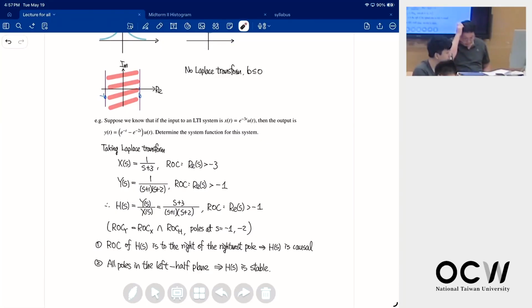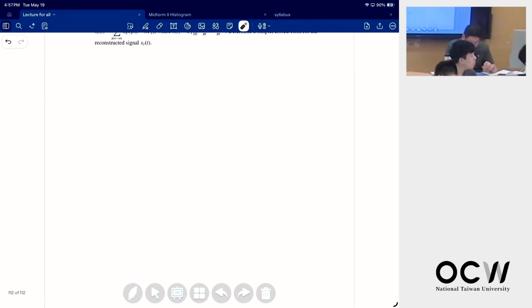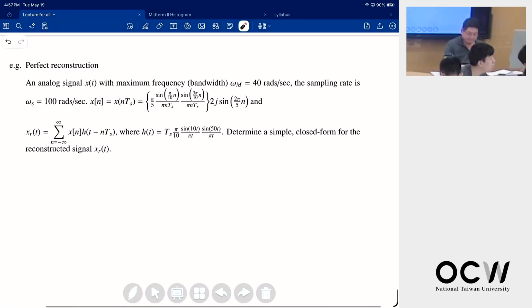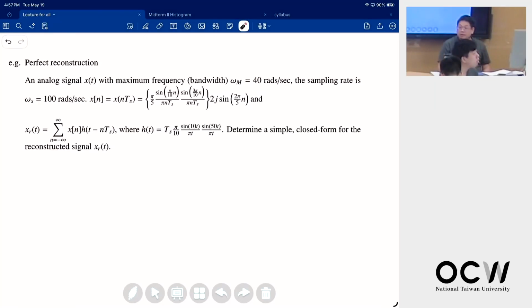This is for the Laplace transform. Next week we are going to talk about the Z transform, which is the extension of the discrete-time Fourier transform. But before this, let's talk about perfect reconstruction. Here is the perfect reconstruction. Next week you will see more, but we can talk about this first.